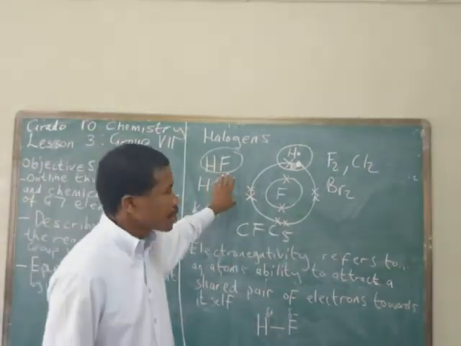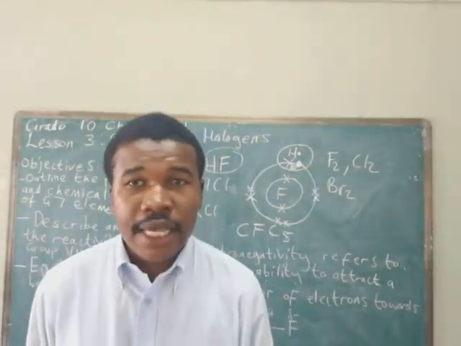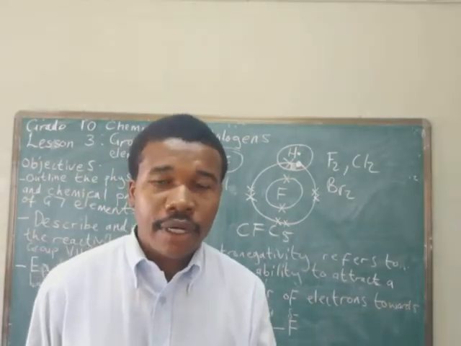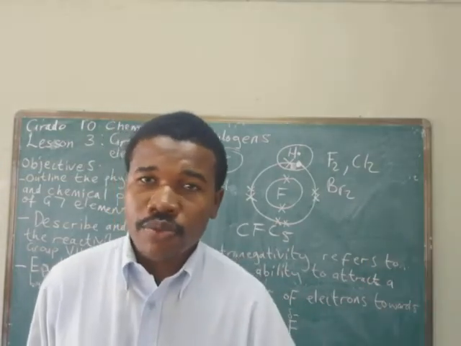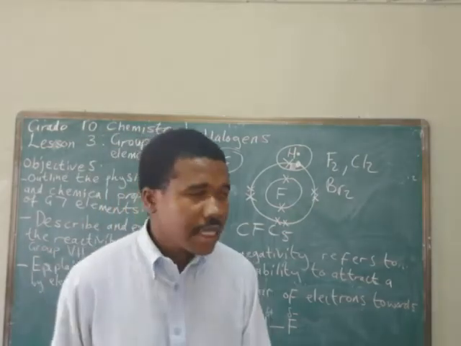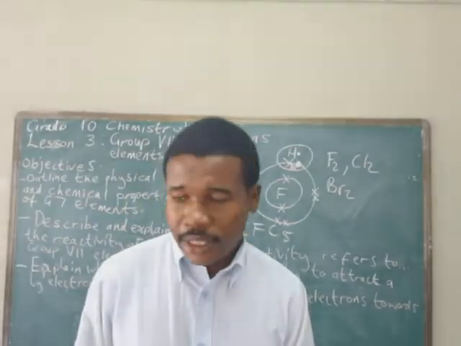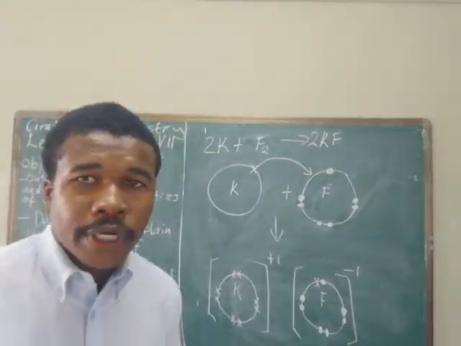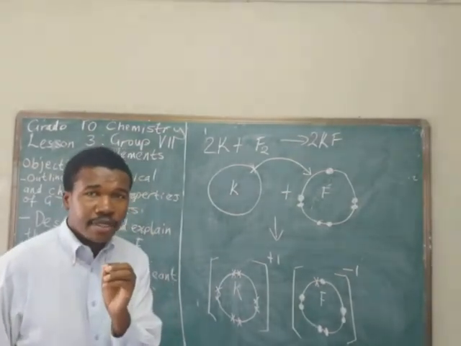Then when these group 7 elements react with metals, they usually, or they always, gain an electron that is donated by either the group 1 metal, or the group 2 metal, or the group 3 metal. Whenever they receive these electrons, like chlorine, if it is to react with potassium, and let me just draw quickly.